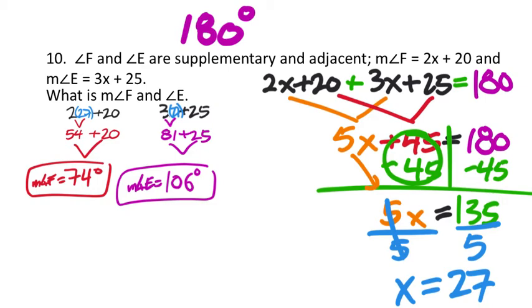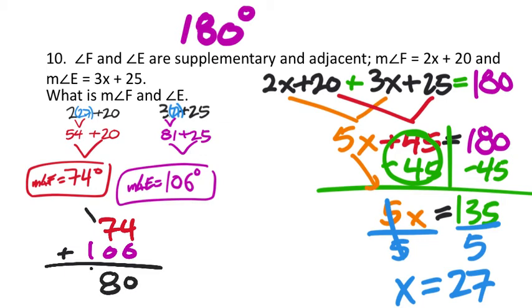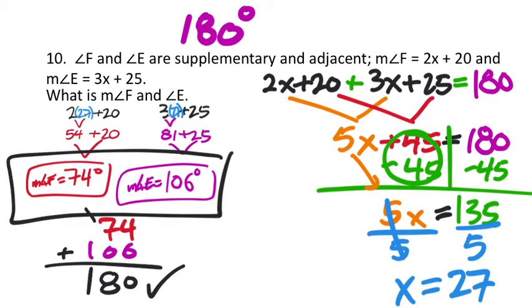And can we check this? Yes, we can. I'm just going to take the two angles, 74 and 106, and I'm going to add these together. And what should I get? 180. 4 plus 6 is 10. 7 plus 1 is 8. 180. Boom, it checks off. So now we know that that's correct.